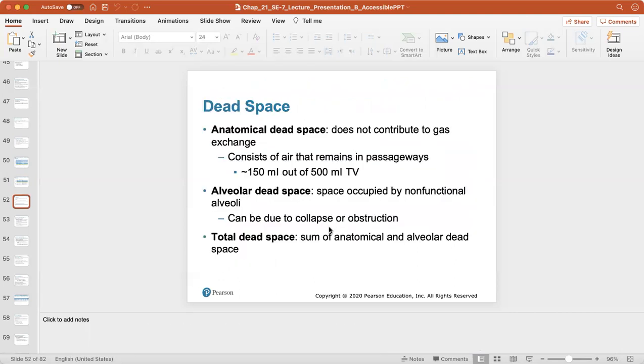The dead space then, so anatomical dead space does not contribute to gas exchange. It consists of air that remains in the passageways. Alveolar dead space is space occupied by non-functional alveoli, and this can be due to collapse or obstruction. And then the total dead space is the sum of anatomical and alveolar dead space.